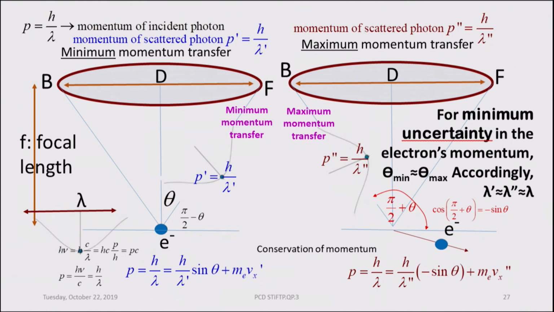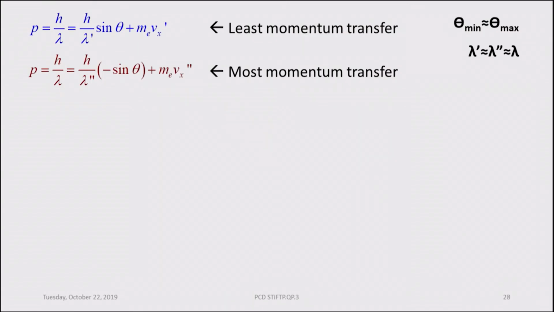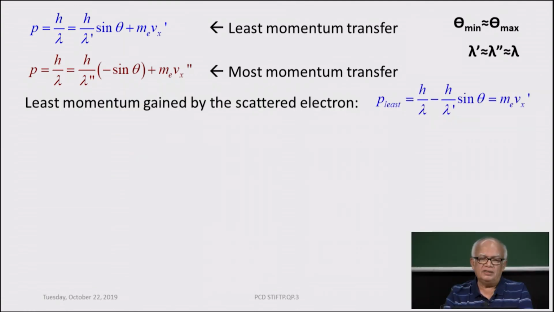Now, if you want the uncertainty in the momentum to be minimized, then what is desirable? It is desirable that theta min is almost equal to theta max, and lambda prime is nearly equal to lambda double prime, and then you do not need the primes anymore. So, you can just put a single lambda, right. This is what you will desire, and you will try to get this to reduce the uncertainty in the momentum. So, now let us see what it does.